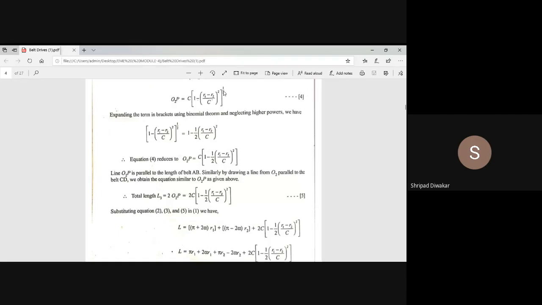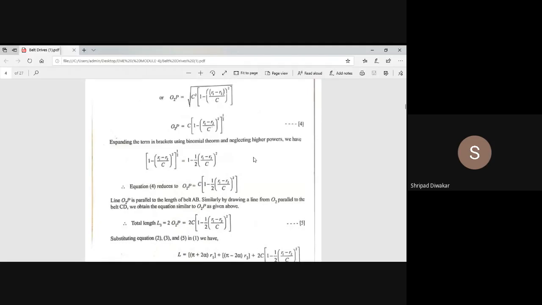What you are going to do here in this equation? You are doing by binomial distribution. So equation number 4 becomes what? O2P, and whatever term is in the bracket, you just have to replace with this term. This is the binomial distribution. So C as it is in the bracket, 1 minus half into (R1 minus R2 divided by C) whole square. So this is the expression for O2P.